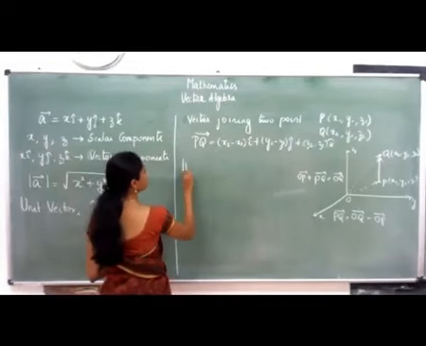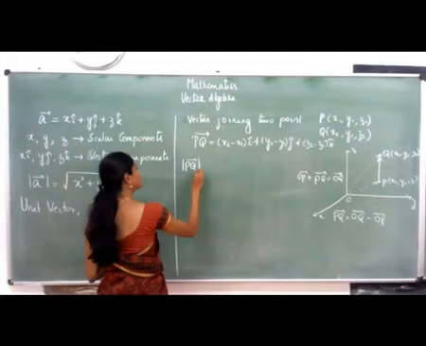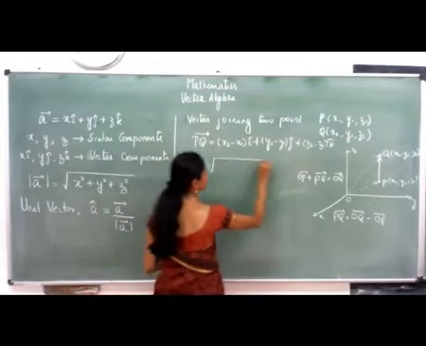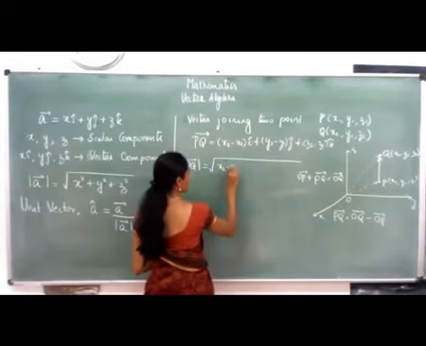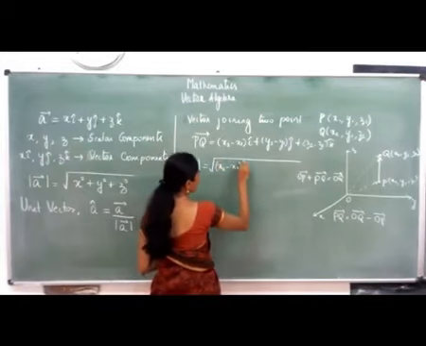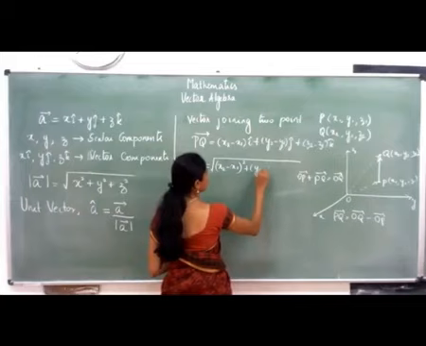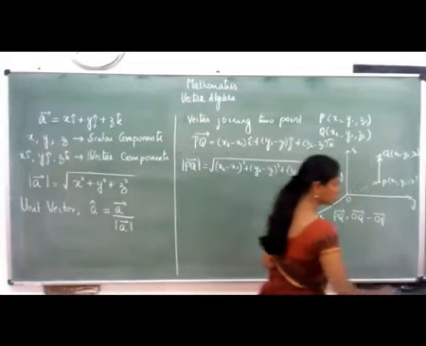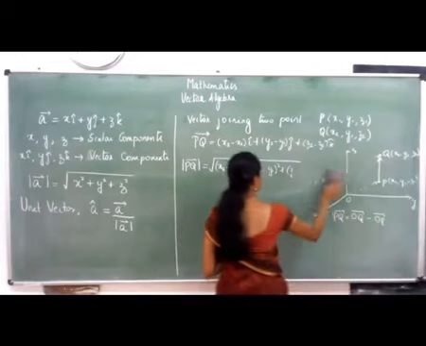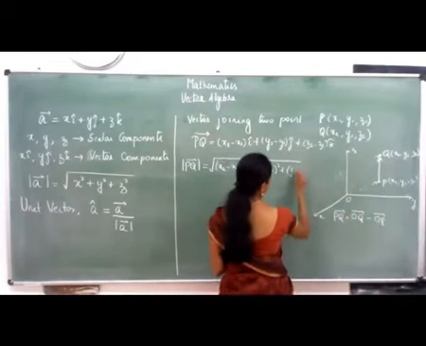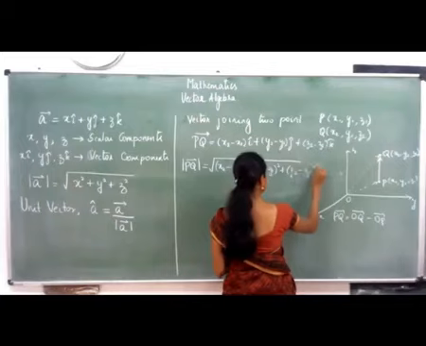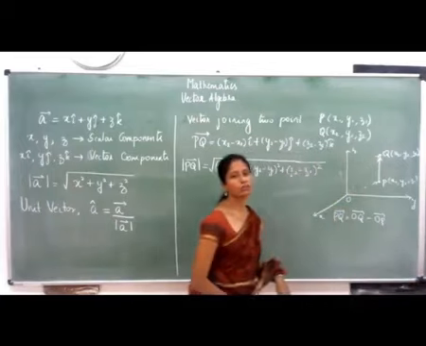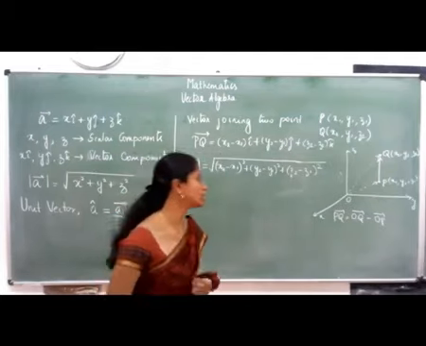So what is the magnitude of this? The magnitude of the vector PQ is given by root of x2 minus x1 whole square plus y2 minus y1 whole square plus z2 minus z1 whole square. This is the magnitude of the vector joining two points.